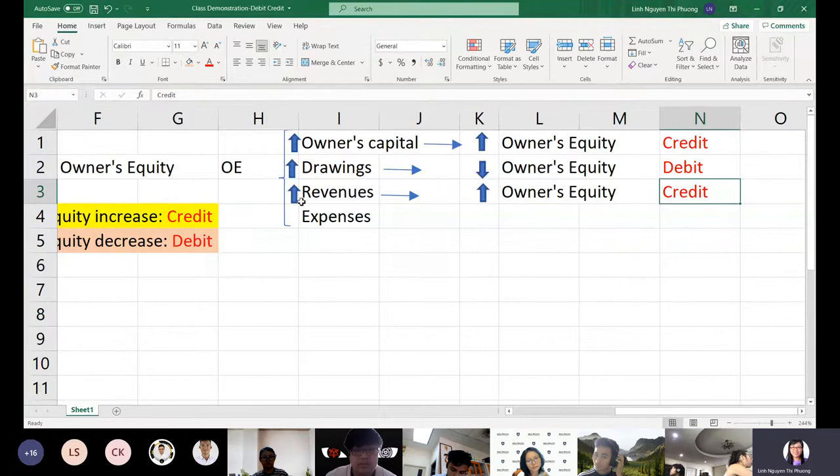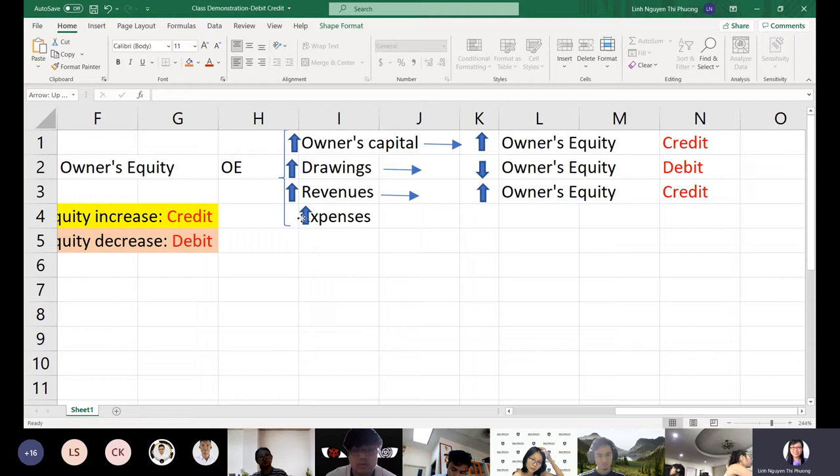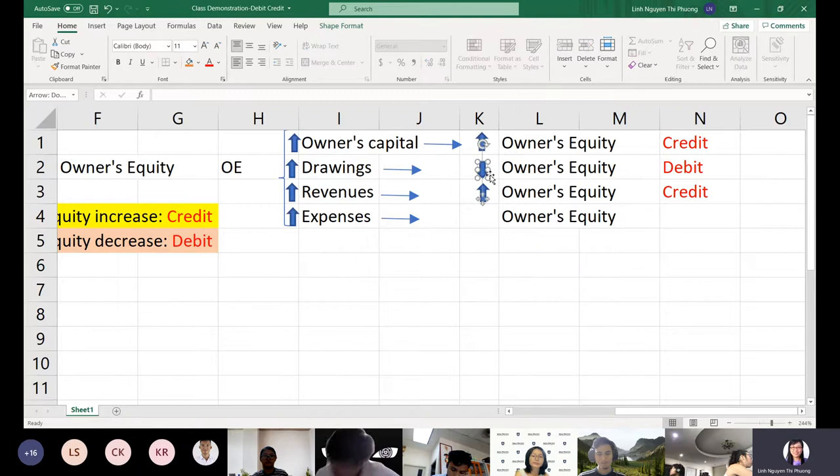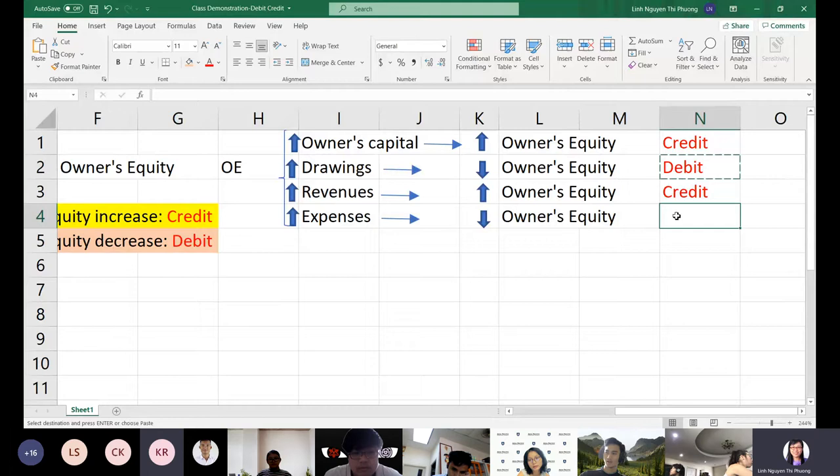All right, now next is the expenses. When we increase expenses, it means we use a lot of money, right? Pay for salary, pay for the rent. What happened to our owner equity? It will decrease. Good. Our owner equity will decrease. And when owner equity decreases, what do we do? We debit. So that is how you will record the journal entry when your account has increased or decreased.